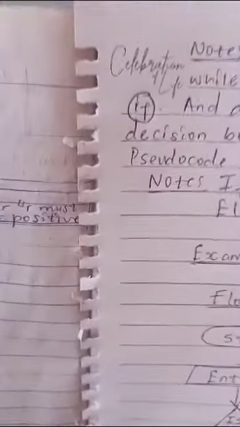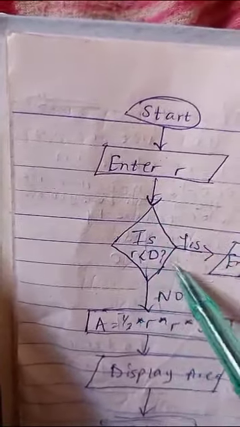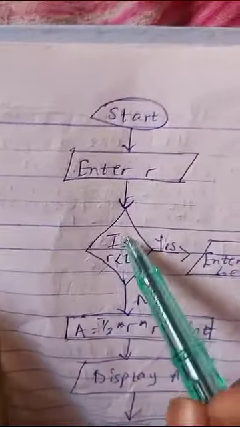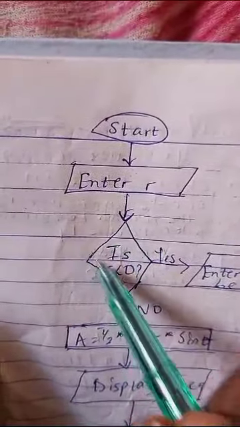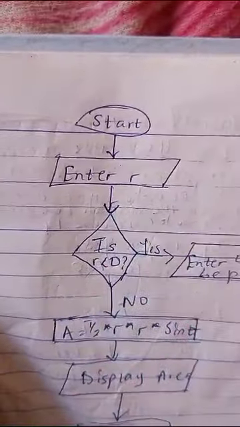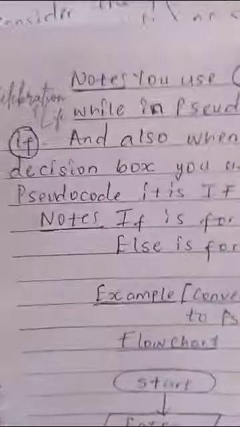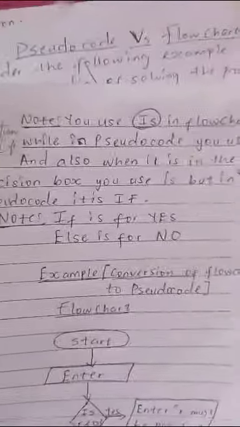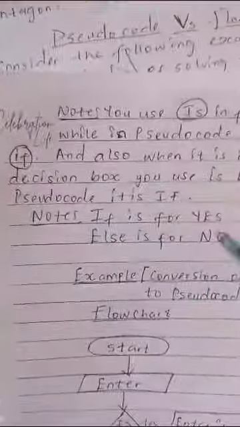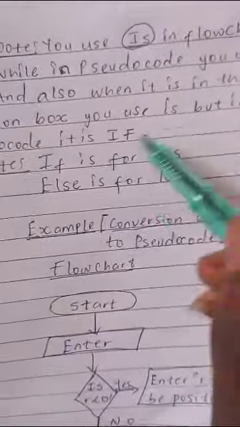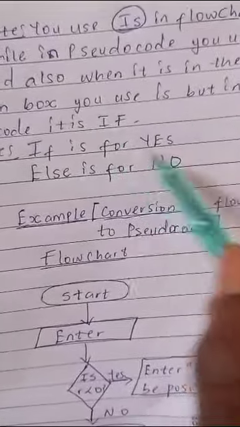So if we want to write it out, we are going to change the "is" to what? To "if". Then also when it is in the decision box, that is this thing is the decision box. You know, this box we use it for whenever you want to ask a question or we want to make a decision. This is the shape or the symbol we are going to use. So whenever it is in this decision box, you use "is", but in pseudocode it is "if". So it's the same thing. So you should know that "if" is for yes. So whenever you see "if", just know that is yes.